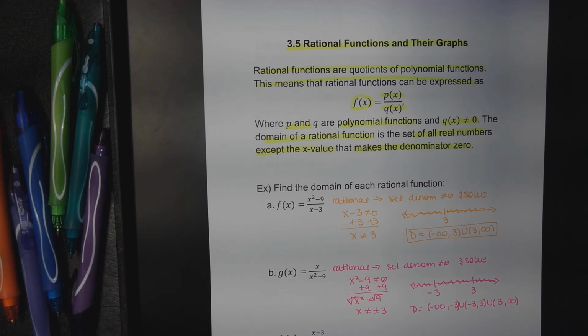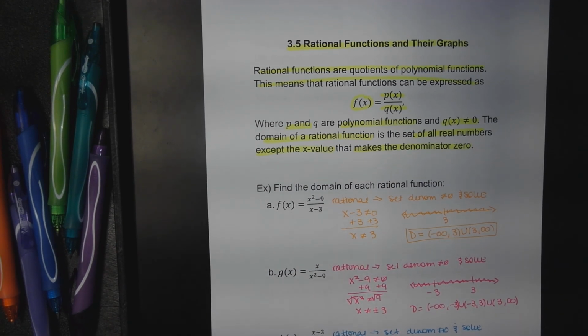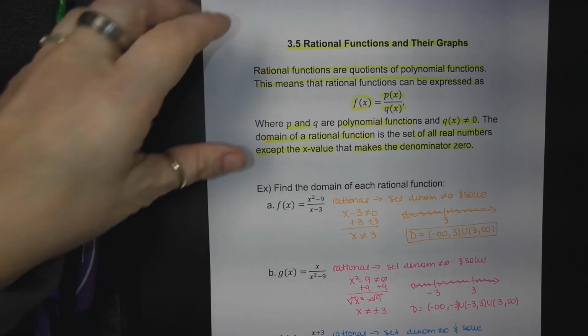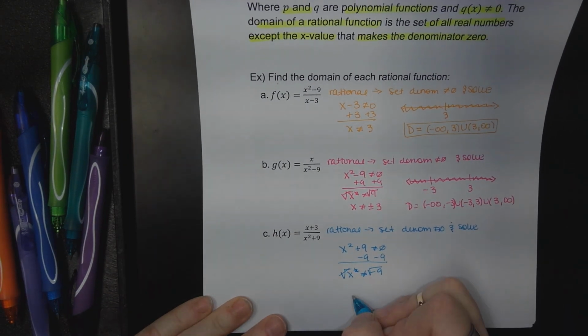Let's look at this last one. This is also a rational. Same thing, set the denominator not equal to 0 and solve. Okay, so we have x squared plus 9 cannot equal 0. Subtract our 9 from both sides, we have x squared cannot equal negative 9. Yep, you guessed it. Square root both sides. You guessed it, but you didn't see it, did you? Okay. So we can cancel both of these. So we have x.